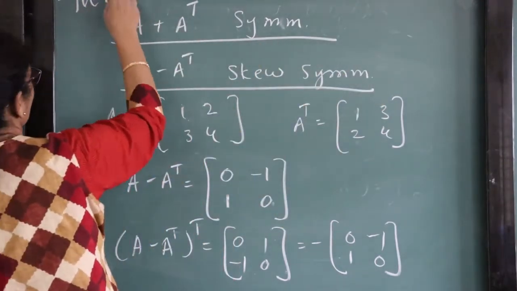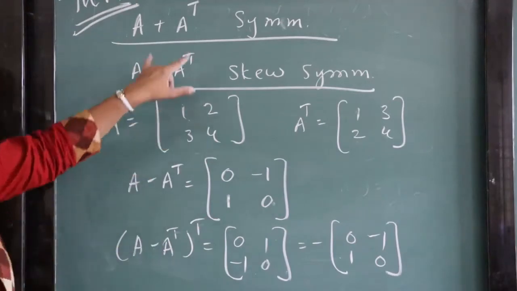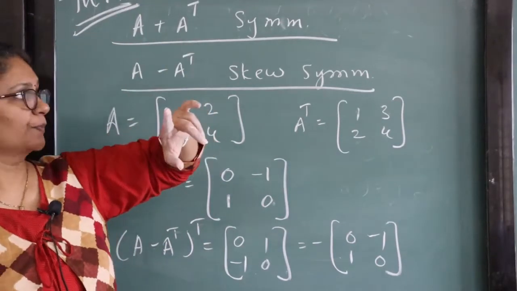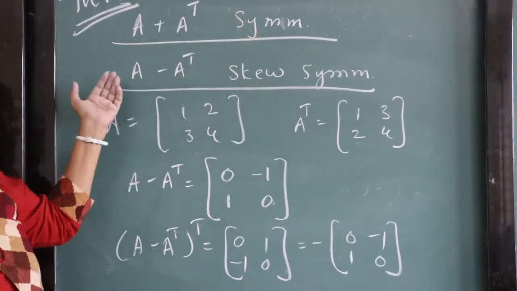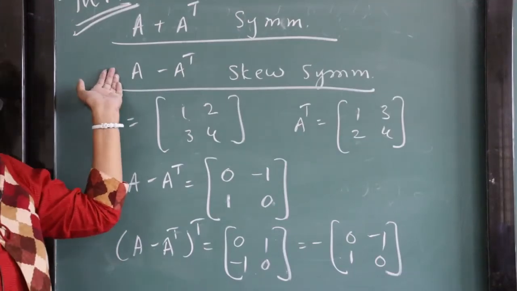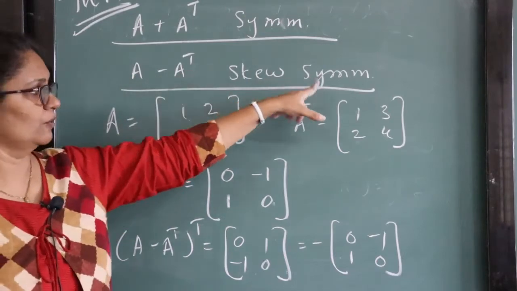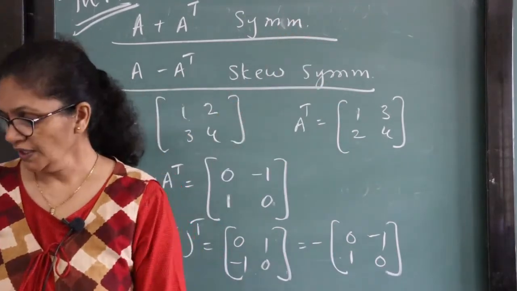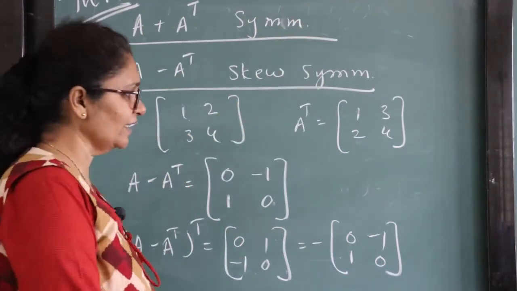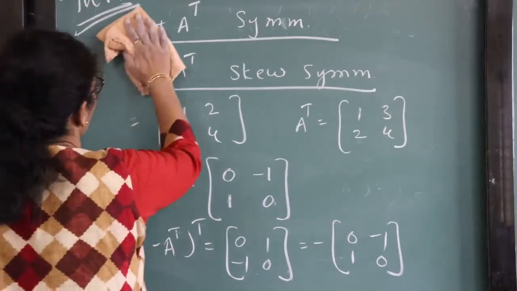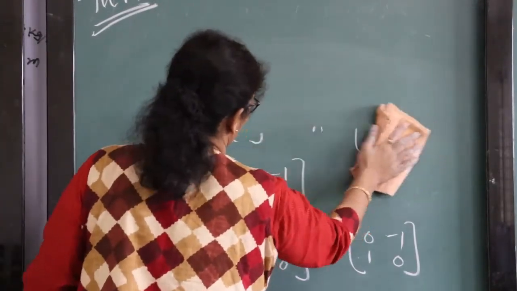First theorem, that the sum of a matrix and its transpose is always symmetric, and the subtraction or difference of a matrix and its transpose is always skew symmetric. This is your first theorem. Now the second theorem is, let's take the second theorem.